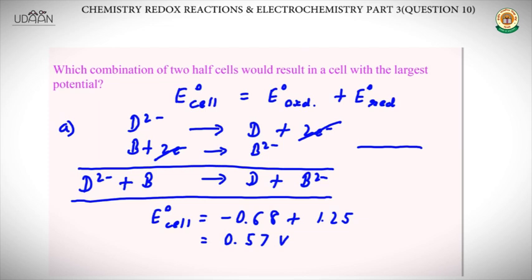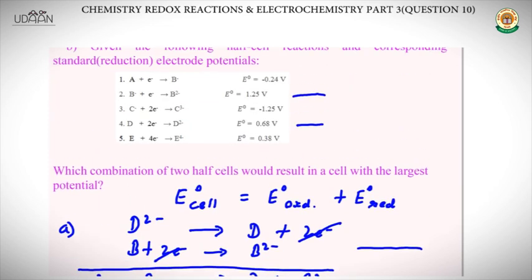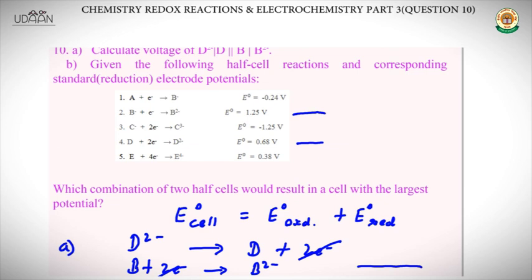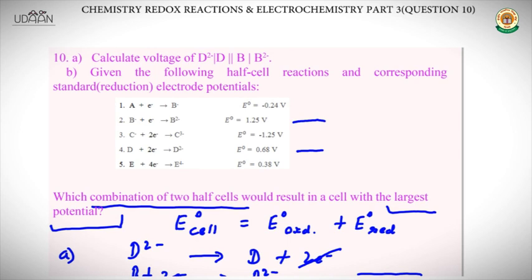Alright. So we'll move on to the second part, which deals with the combinations of half cells. Right? So please take us through that. The second part wants the combination of the two half cells which would result in the largest potential. Right. This is really one of the most interesting questions of electrochemistry, and which is quite often asked in competitive exams. Correct.